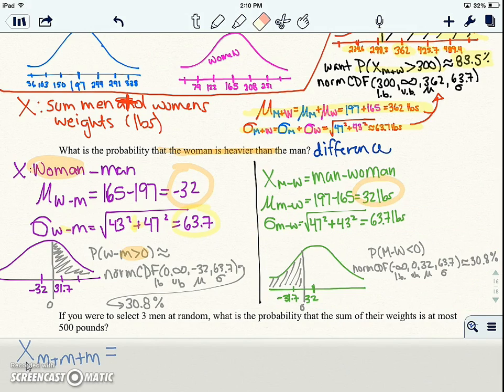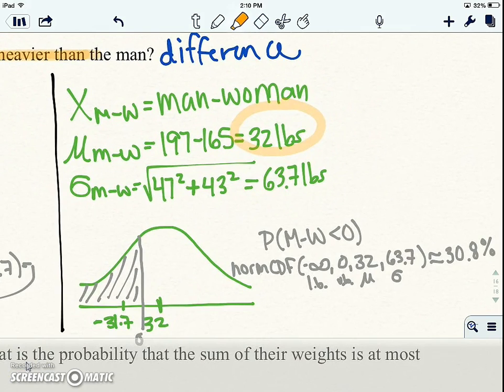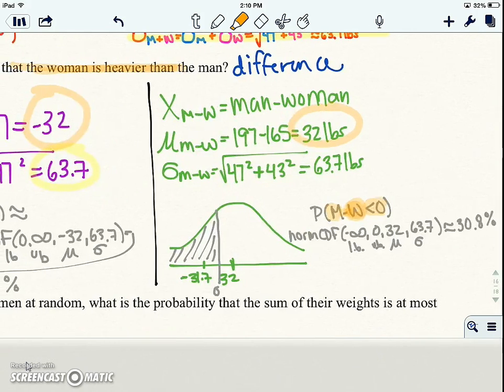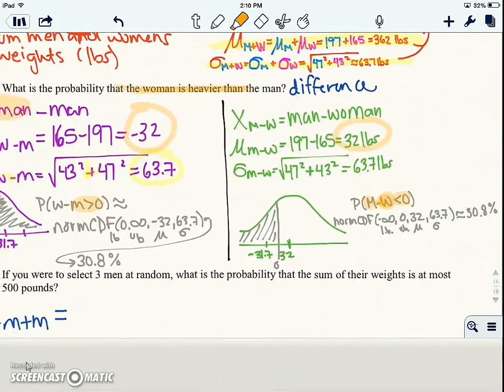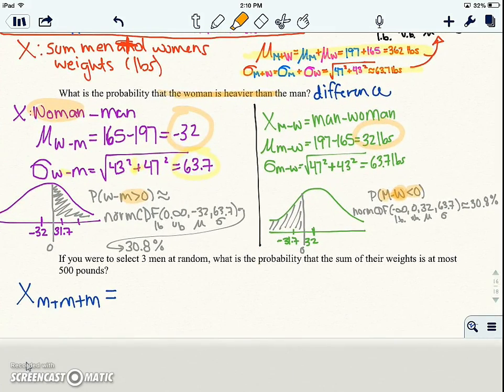For the woman to be heavier than the man, the difference would have to be less than 0, right? Because she'd be the big one. So small number minus big number would be less than 0. And you do it and you would get the same answer, 30.8%. So basically you define the new distribution, then you find the new mean using our formula, the new standard deviation using our formulas, draw your curve, shade in what we're asking for. Using the calculator, don't forget to show and label your work, you would get your answer.